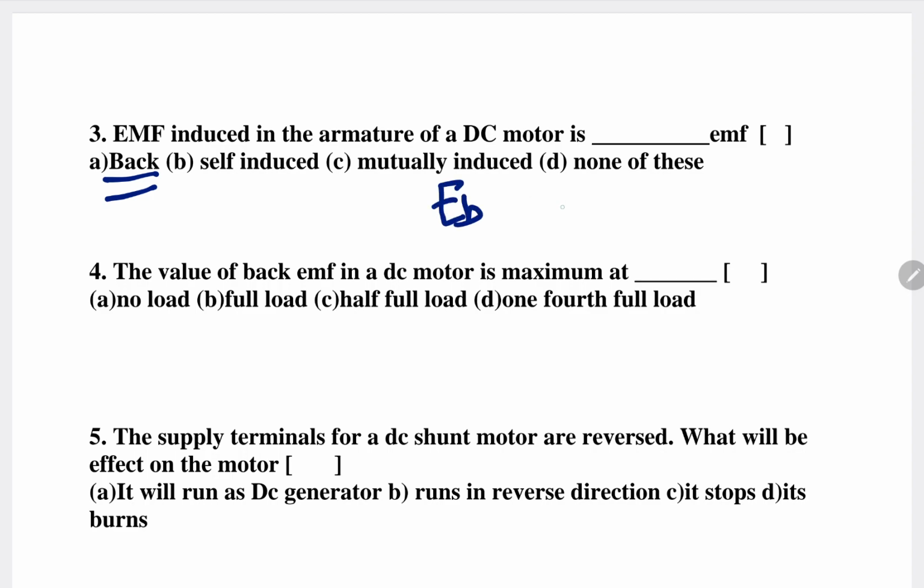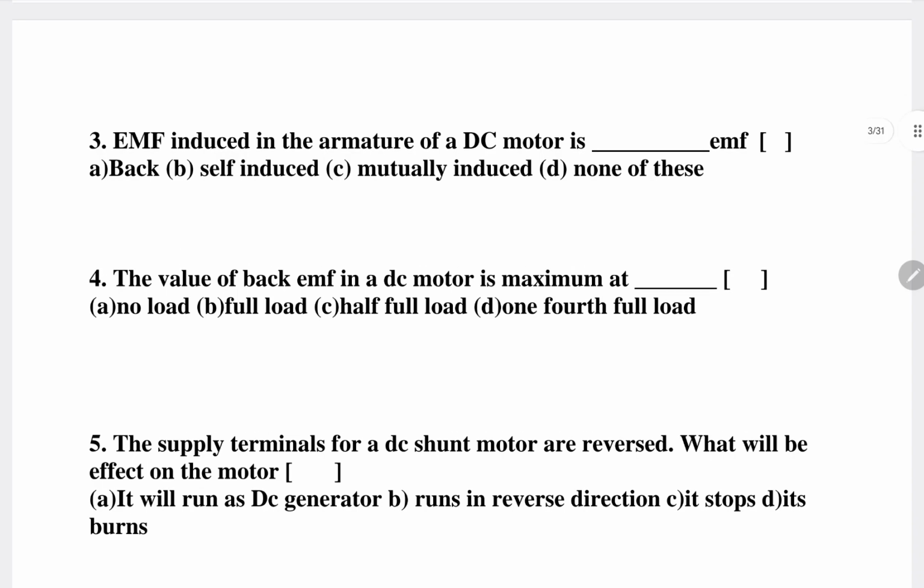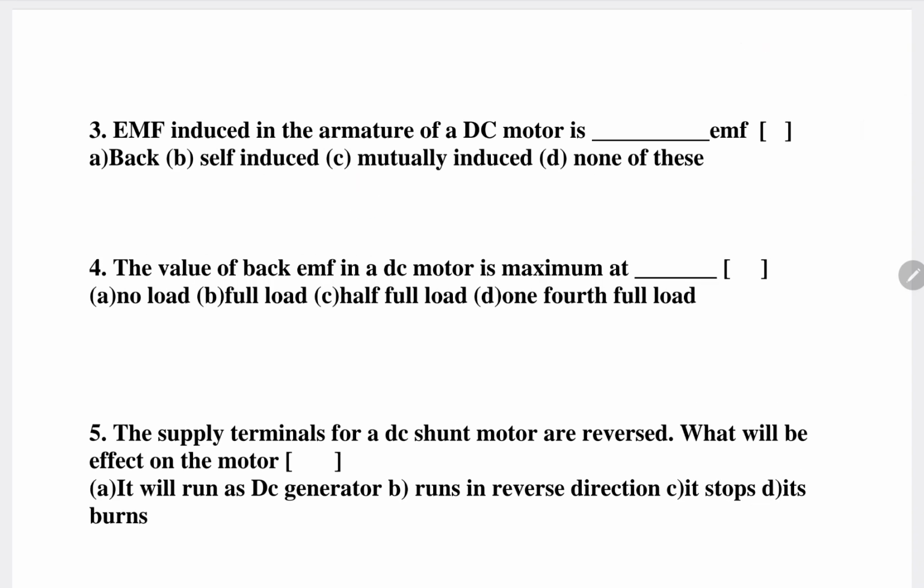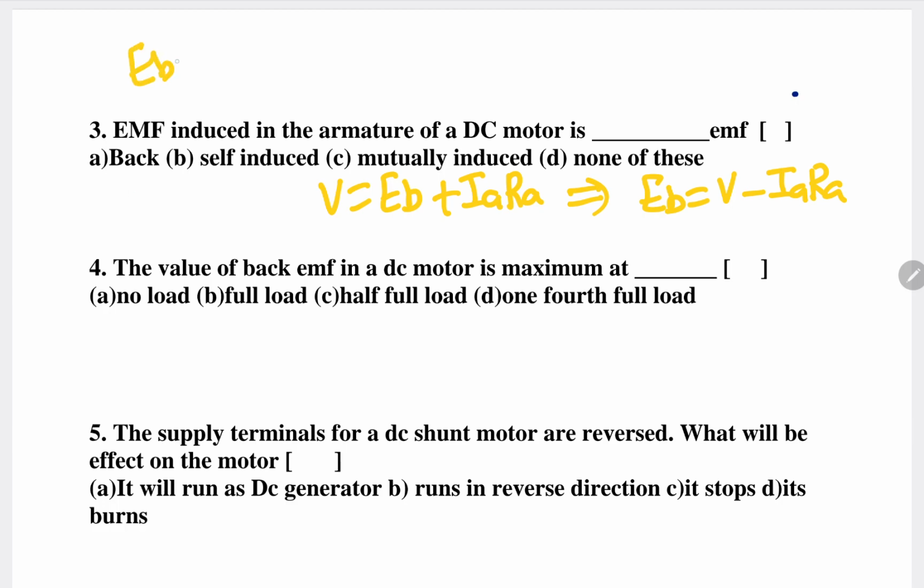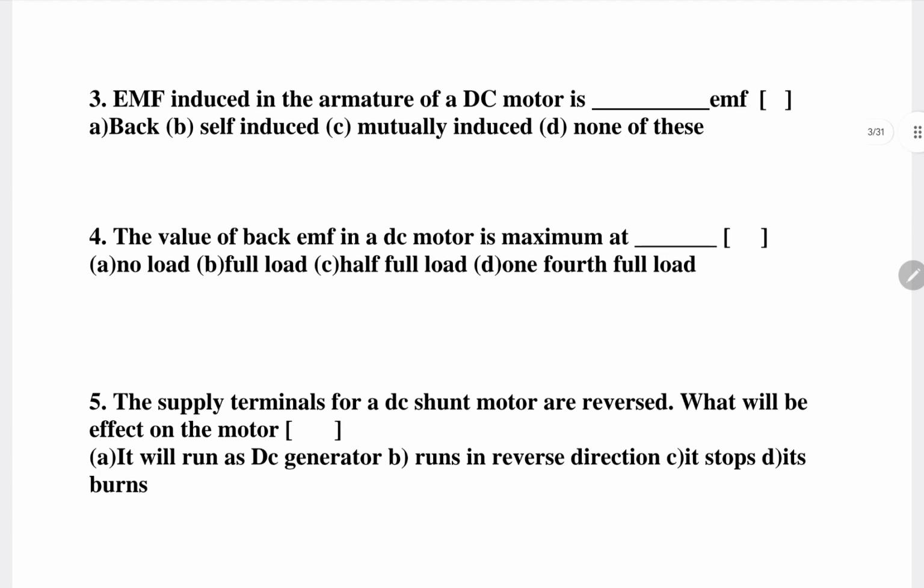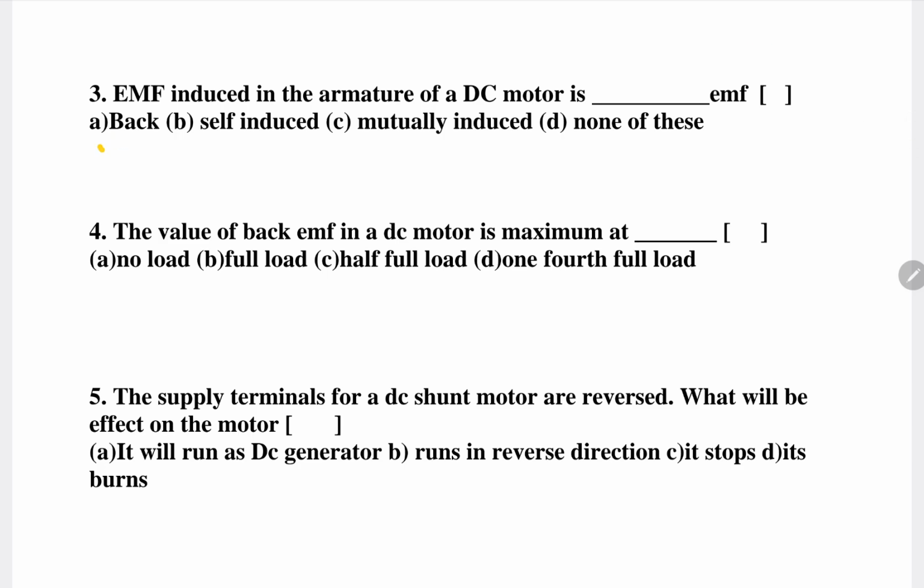The back EMF formula: we have V is equal to Eb plus Ia Ra. This is the voltage equation of the DC motor. So Eb is equal to V minus Ia Ra. And as in the DC generator, the Eb formula is again the same: phi Z N by 60 into P by A. This is the back EMF, and the EMF induced in the DC motor armature conductor is known as back EMF.